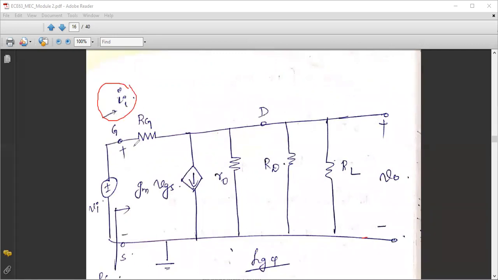IA is something which is flowing through RG, right? So what is the potential difference across RG? The left end of your RG is at the gate, connected to the gate terminal. So what is the voltage at the gate terminal? One of you can reply. What is the voltage at the gate terminal as far as the equivalent circuit is concerned?